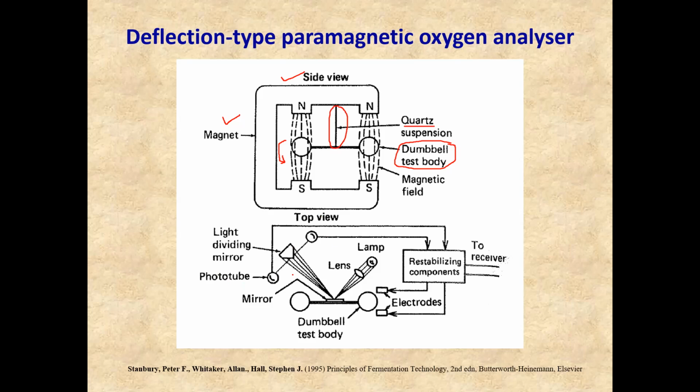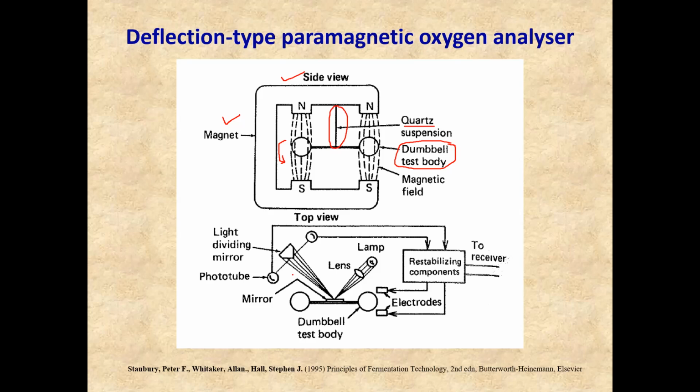So this optical system is used to measure the degree of rotation of the dumbbell, how much the dumbbell has rotated because of oxygen. An opposing current is applied to restore the dumbbell to its normal position, and the current required to bring back the dumbbell to its normal position is directly proportional to the partial pressure of oxygen, and it is represented electronically in percent oxygen.